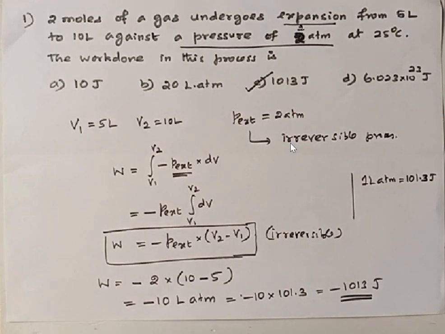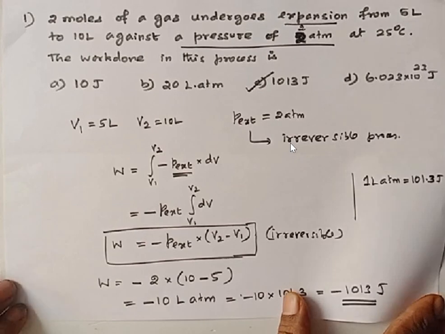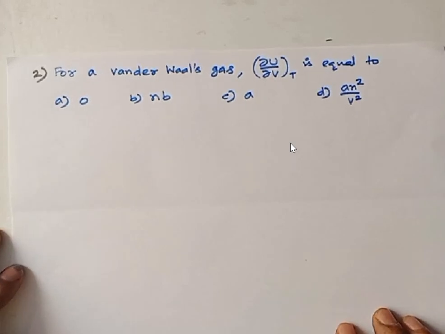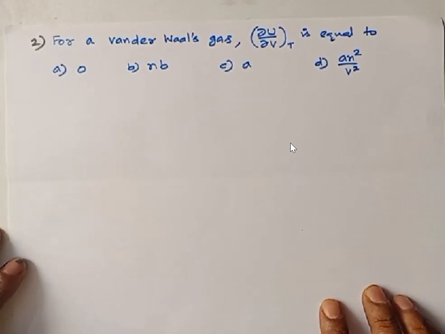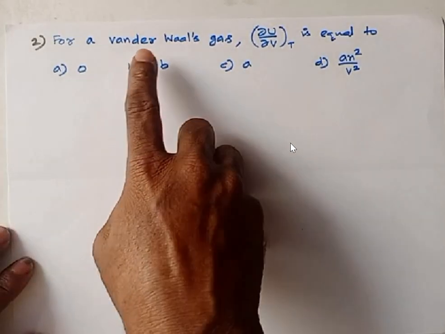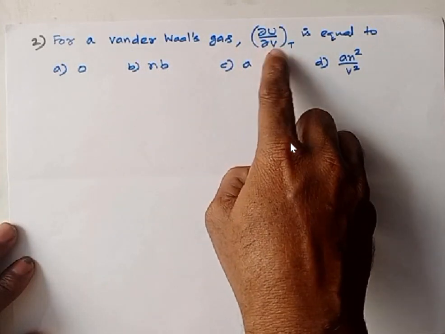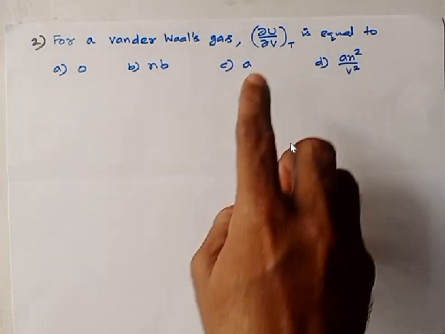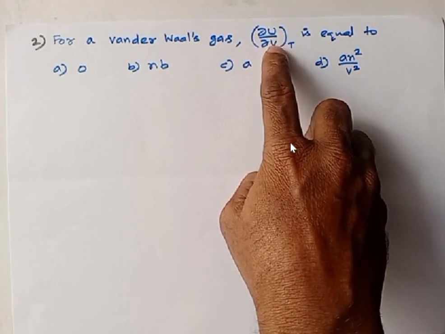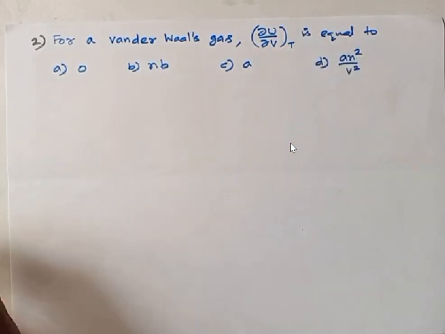Now let me move on to the next question. Question number 2. Just go through the question. For a van der Waals gas, dou U by dou V at constant temperature, the change in internal energy with respect to volume at constant temperature, is equal to.